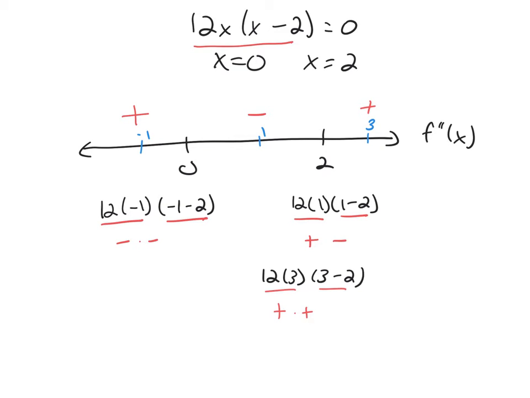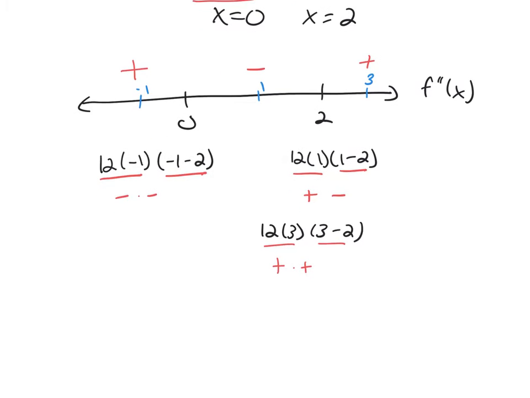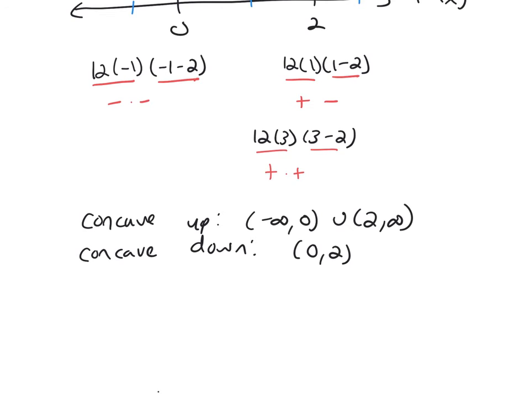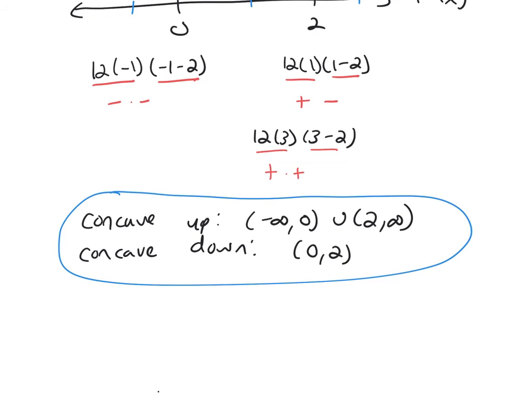So anywhere there's a plus, it's concave up. Anywhere there's a minus, it's concave down. So concave up from -infinity to 0, and then from 2 to infinity, and then it's concave down from 0 to 2. So if you are looking for concavity, concave up, concave down, you would want to look for the second derivative.